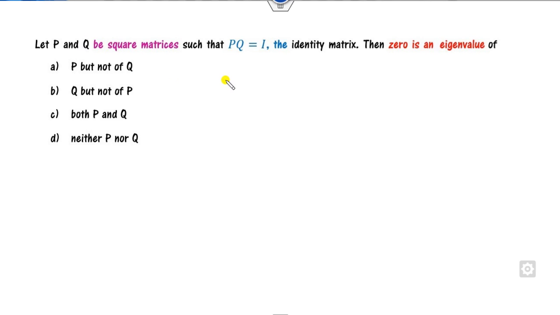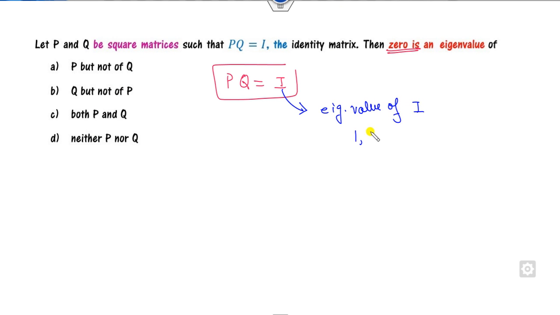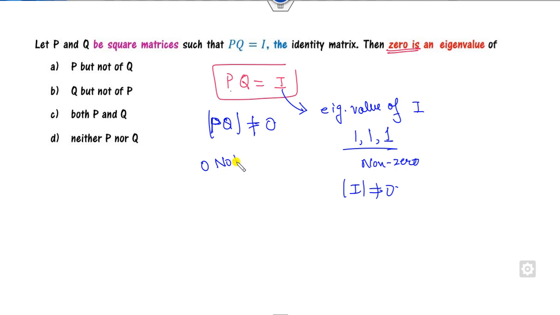Next one: P and Q are square matrices such that PQ is the identity matrix. Then 0 is the eigenvalue of this. I think again it is very simple. The eigenvalues of the identity matrix are 1, 1, 1, which are non-zero. So the determinant of I is non-zero, so the determinant of PQ must be non-zero. When will it be non-zero? When 0 is not an eigenvalue, because if 0 is an eigenvalue of P, then the determinant will be 0. So neither is the right answer of this problem. That's a very simple concept.